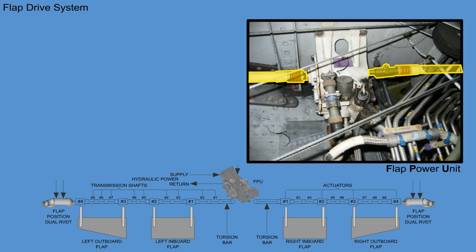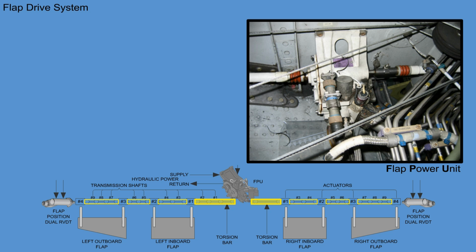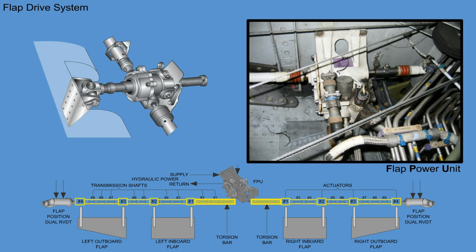There are 2 torsion bars installed on the aircraft's center wing rear spar. The 2 shafts transfer the rotary movement of the FPU to the transmission shafts and actuators on the wings. The transmission shaft system transmits the mechanical power from the flap power unit to the 8 flap actuators. The transmission shafts are located along the aft spars of the wings to engage with each of the flap actuators on the left and right wings.